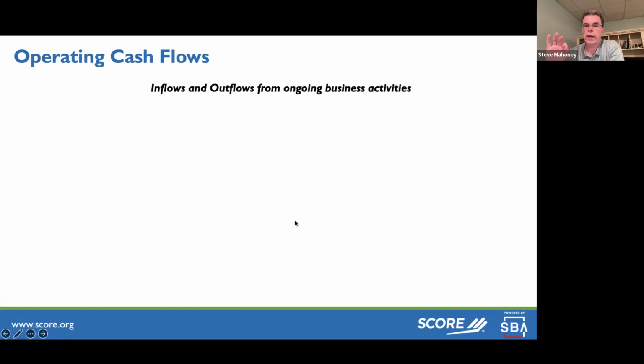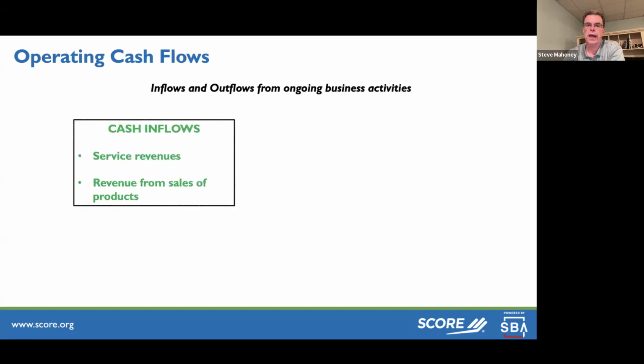So let's talk about operating cash flows first. In its strictest terms, this is inflows and outflows from what I would call ongoing business activities. This is very close to your income statement for a lot of startup businesses. Cash inflows are revenues that I collected from my services or from selling my products. That's generally what your cash inflows are going to be. Whether you collect that money up front or a month or 2 later from your customers, it's a cash inflow because you collected the cash.